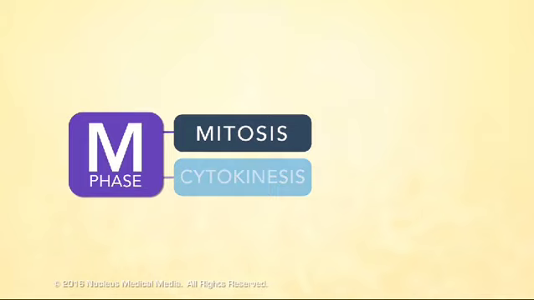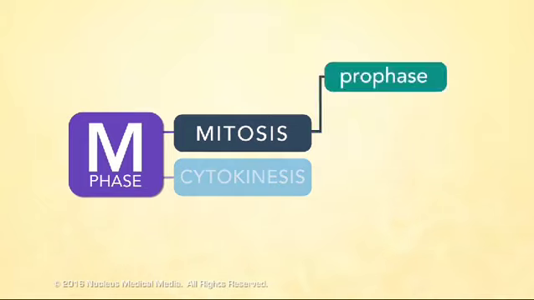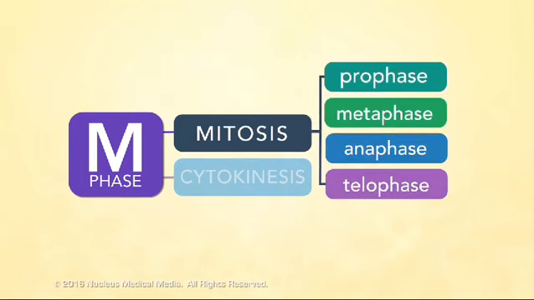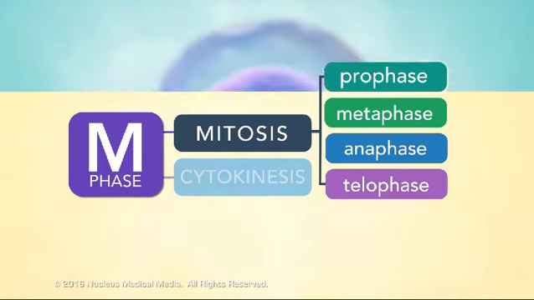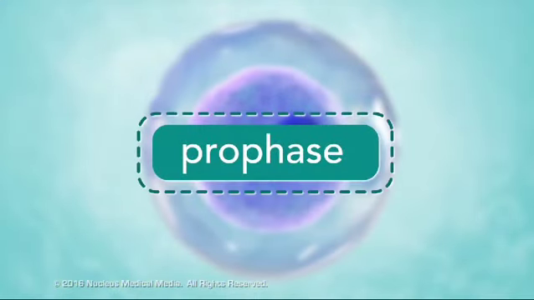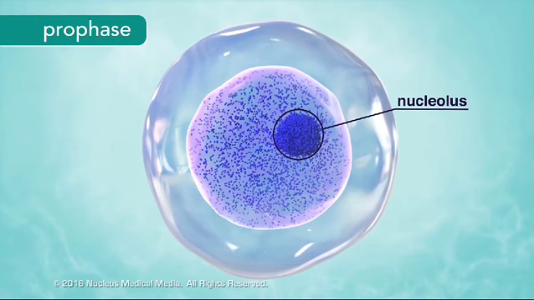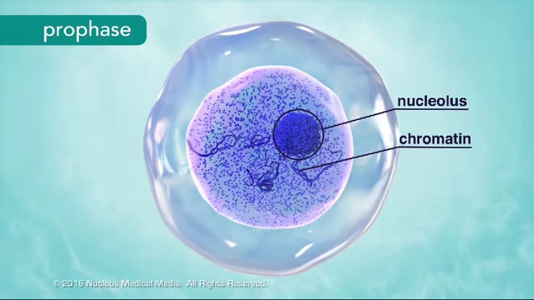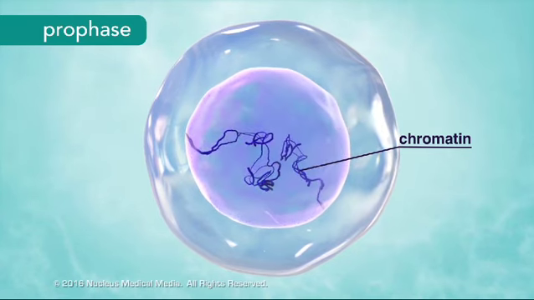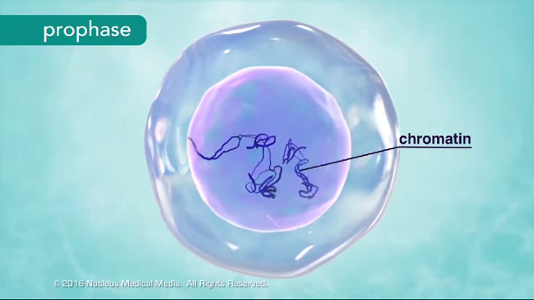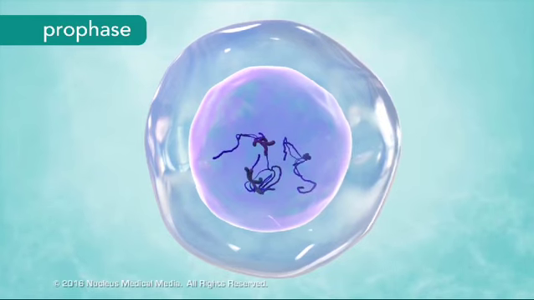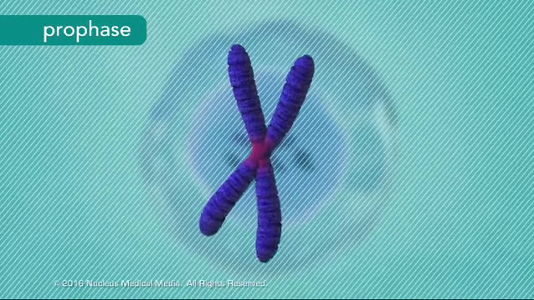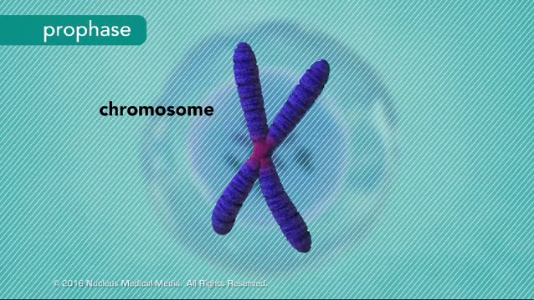Mitosis is further broken down into 4 phases: prophase, metaphase, anaphase, and telophase. Prophase is the longest phase of mitosis. Prophase is when chromatin begins to condense into the shape of chromosomes, and the nucleolus disappears. The previously replicated DNA coils tightly into sister chromatids. For the first time, you see individual chromosomes.